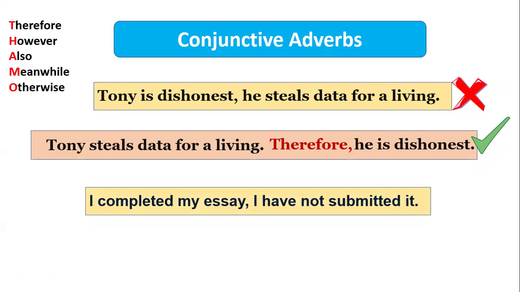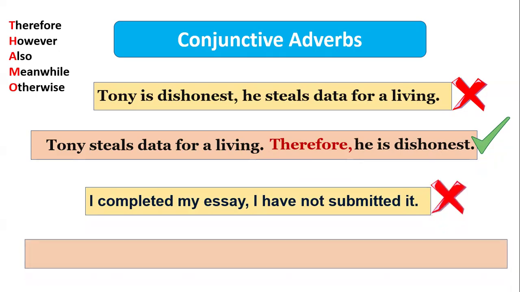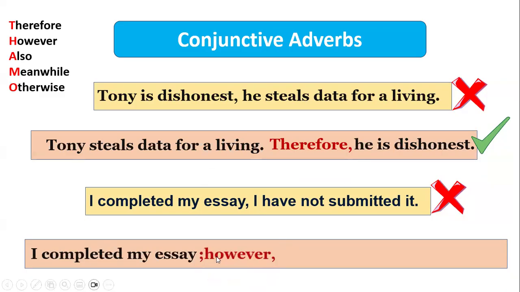I completed my essay. I have not submitted it. We have a comma splice. So this is wrong. I need to fix it using one of the words. You feel like there's some sort of contradiction between the two sentences. Okay, so however will be a very good word here. I completed my essay. However, I have not submitted it.